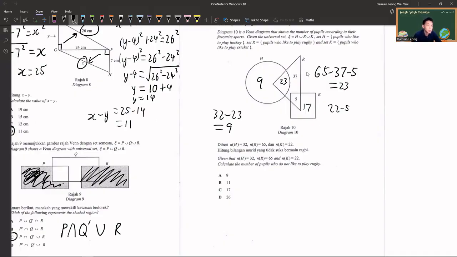So I want number of pupils, bilangan murid yang tidak suka bermain rugby. Tidak suka bermain rugby maknanya di luar set R. Sebab di dalam set R, mereka ialah murid yang suka main rugby. So kalau kami mahu murid yang tidak suka bermain rugby, maknanya di luar set R. So outside of set R is these two parts, 9 plus 17, 26. Okay.